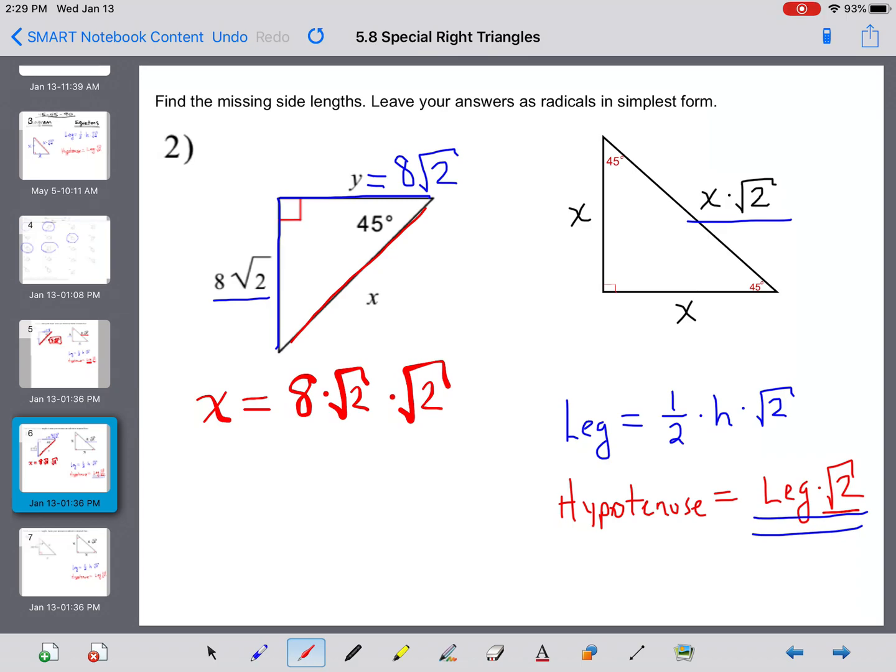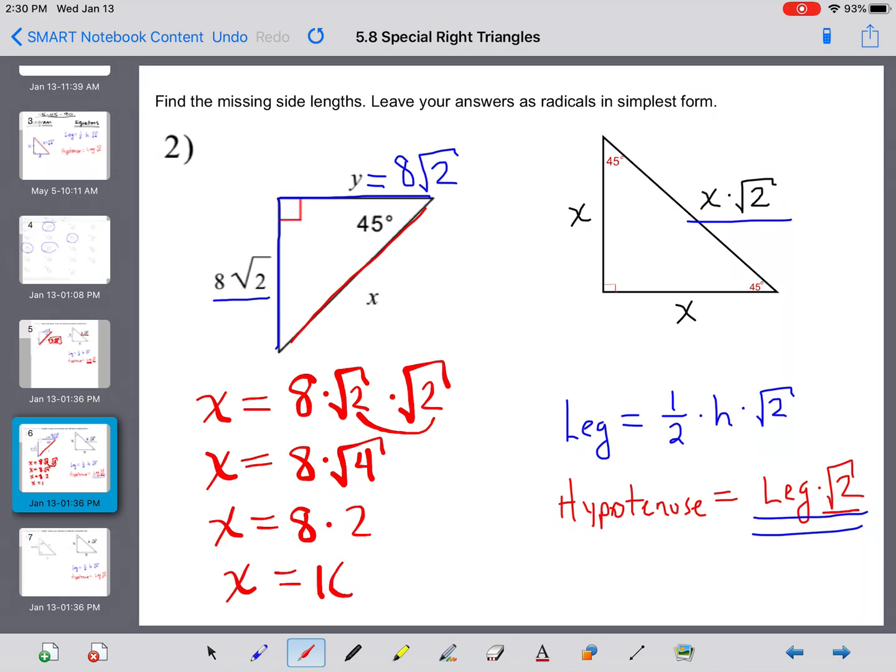And now we need to simplify. When we multiply the square root of 2 times the square root of 2, we can multiply the numbers underneath the square root. This becomes 8 times the square root of 4, and the square root of 4 is 2. So our hypotenuse here is equal to 16. You can put x equal to 16, that's what this unknown side is represented as, or you could tell me the hypotenuse equals 16.